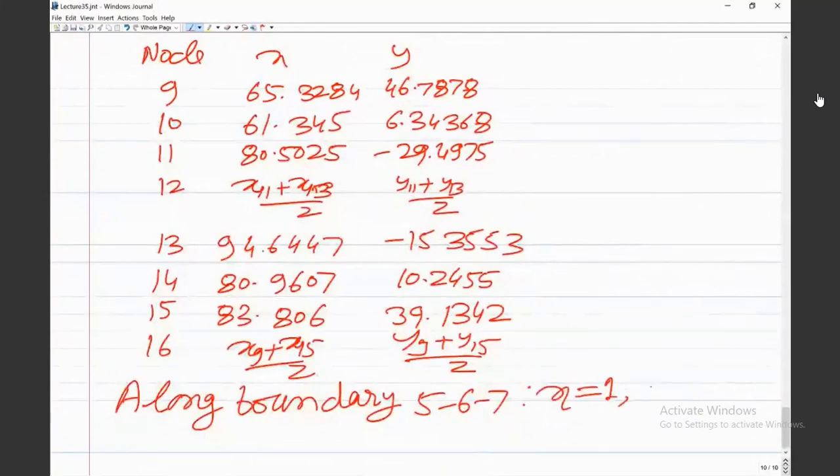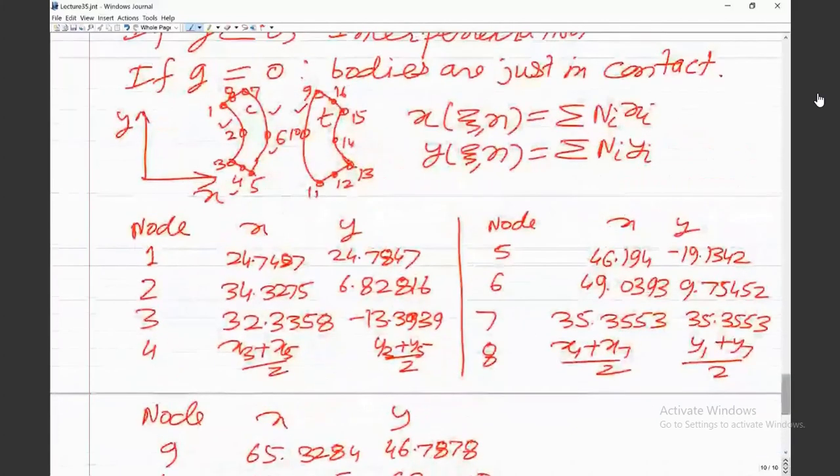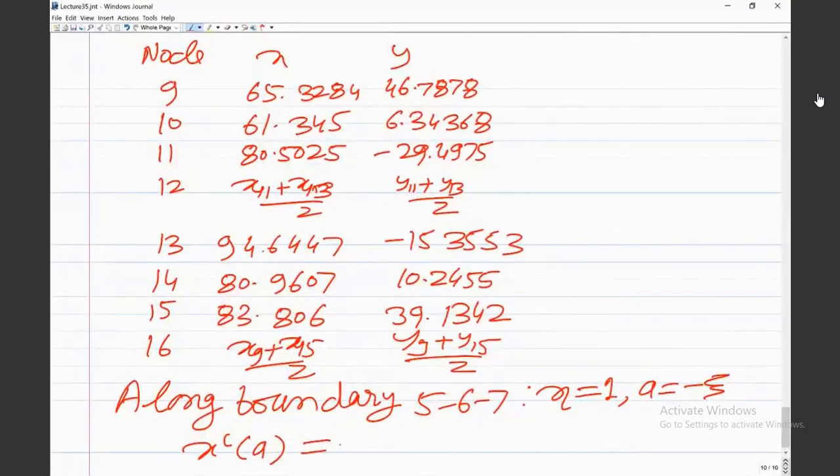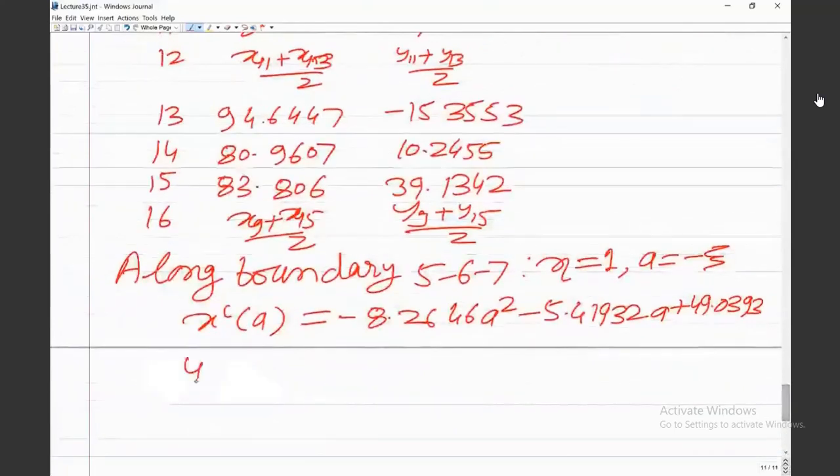Eta would be equal to 1, and A will be minus xi. So now based on this, if you calculate the coordinates on the contactor body, so xc will be a function of A. Now from this expression you have x as a function of xi eta, y as a function of xi eta, and in that expression you put eta equal to 1 and xi equal to minus A. So you will get xc as a function of A. If you do that calculation, it turns out that this comes out as minus 8.2646 A square minus 5.41932 A plus 49.0393. So this is how this xc of A will be.